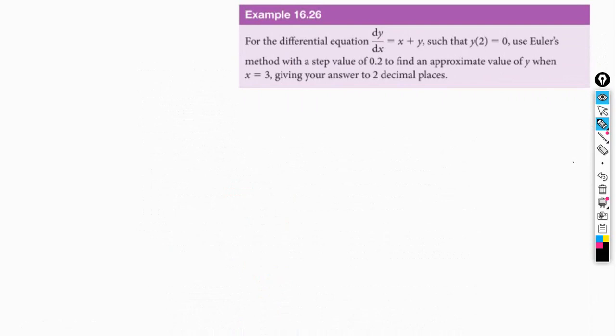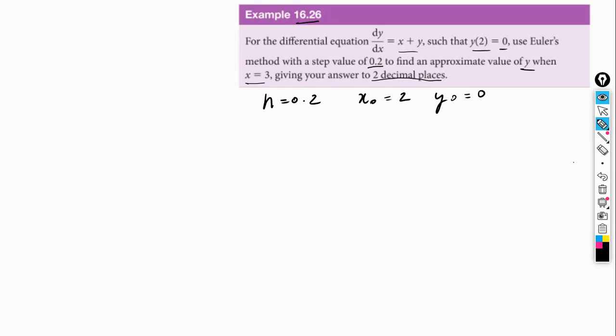Okay, so now let's take a look at example 16.26. It says, for the differential equation dy/dx equals x plus y, such that y(2) equals 0, use Euler's method with a step value of 0.2 to find an approximate value of y when x equals 3, giving your answer to 2 decimal places. Notice here that the step h is equal to 0.2, and we also have that x sub 0 is equal to 2, whereas y sub 0 is equal to 0.